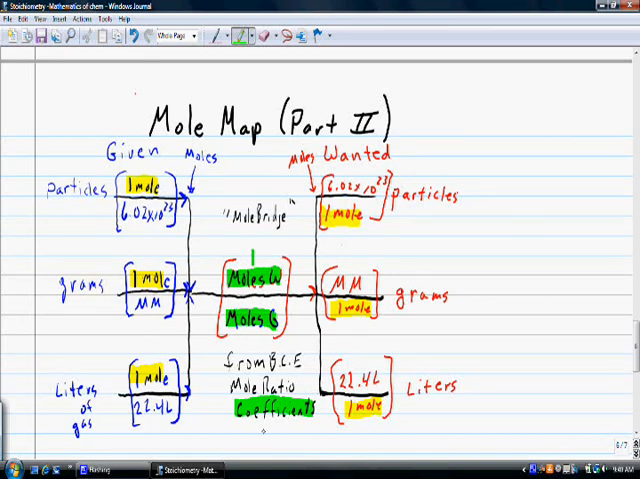And so now that we've seen how the mole map works, we're going to go to the next video to show how we can do some examples of stoichiometry work, and then we'll get into the application of stoichiometry in terms of limiting reagents.